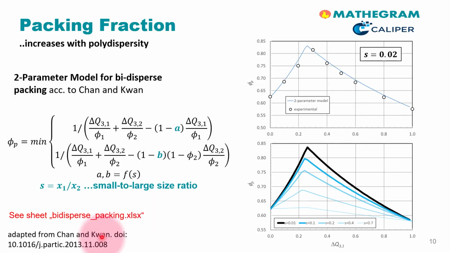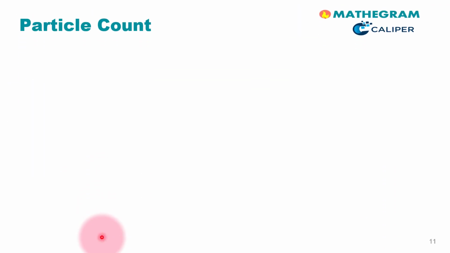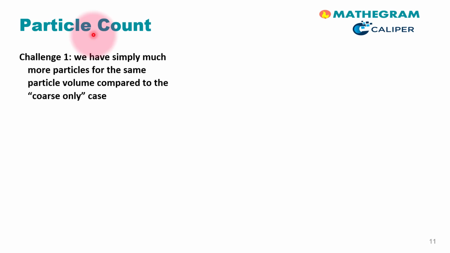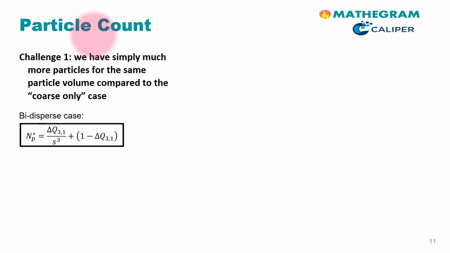We now shift our attention to the first big challenge when using DEM simulations of polydispersed granular materials. This is the simple fact that the particle count can grow significantly in case the size ratio S decreases. Thus, in a polydispersed system, we have simply much more particles for the same particle volume when compared to the coarse particles only case.